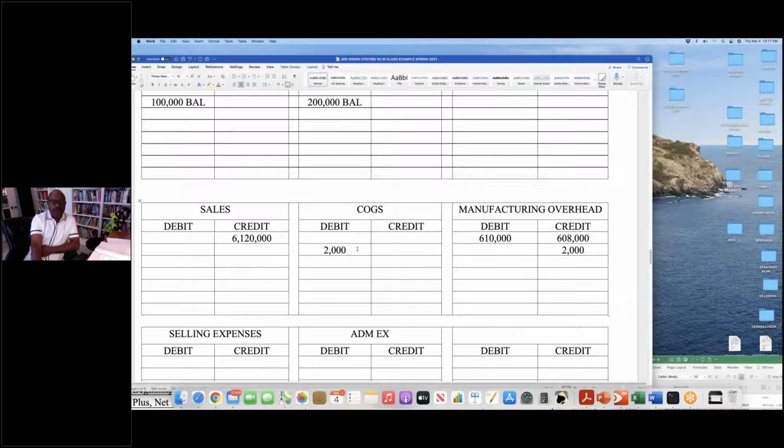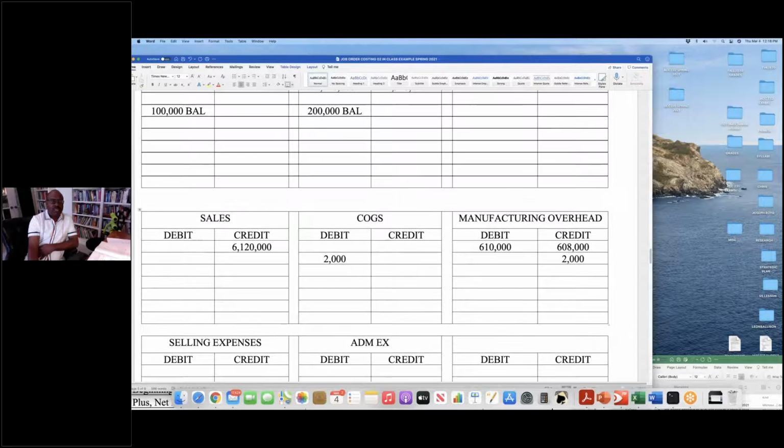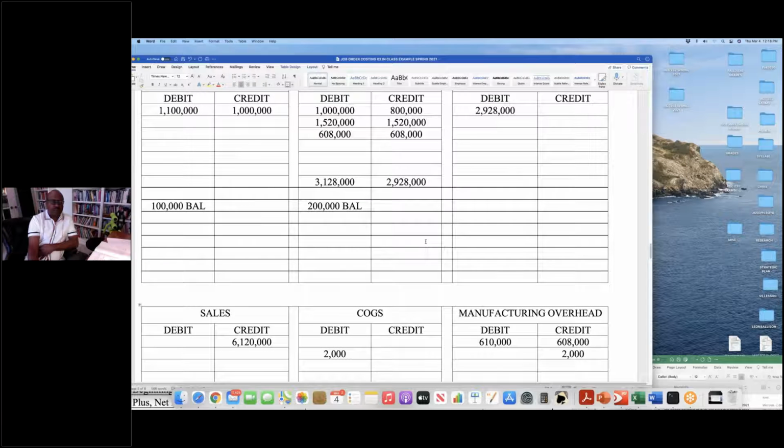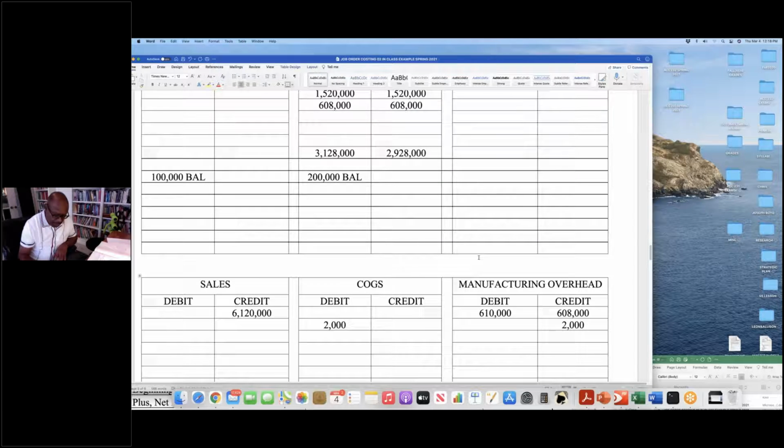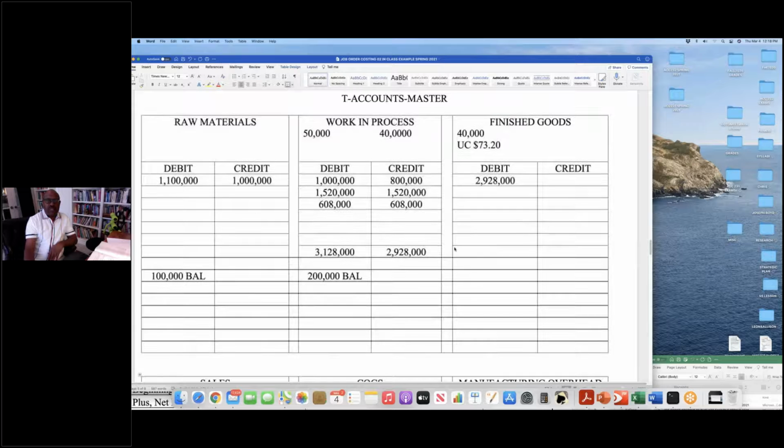So whenever we have overhead and we've estimated it and it doesn't come out on target, then you're going to put that difference in cost of goods sold, making a journal entry that closes this out. How much do we have in cost of goods sold prior to this? 2,196,000. Okay, 2,196,000. And we need 2,196,000 here also.